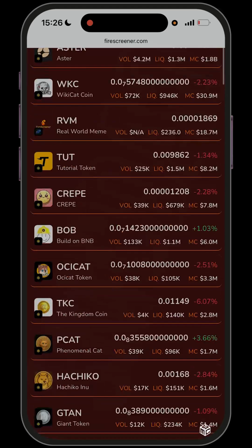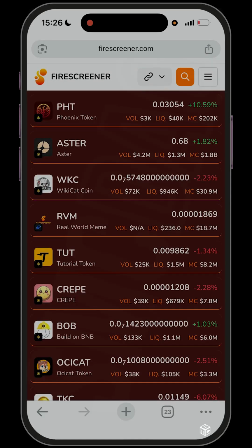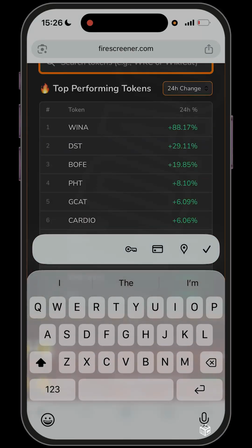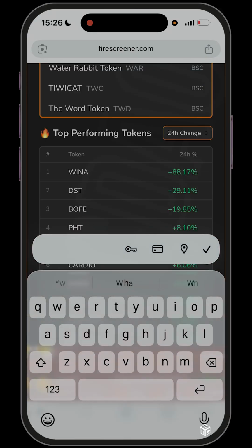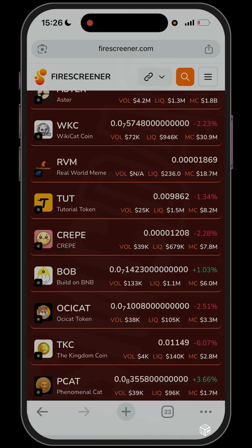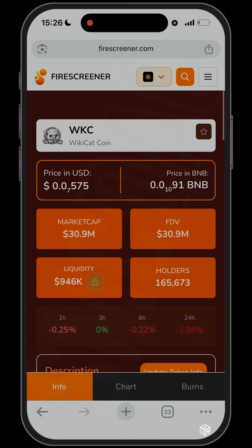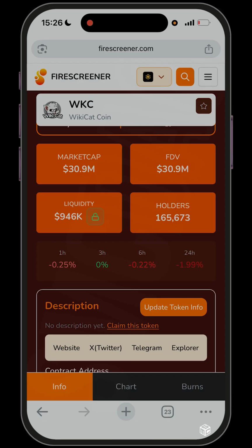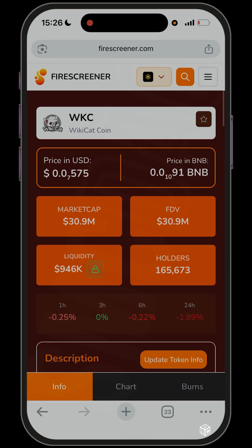So this is it. The first thing you could do is search for a token using the search bar. Say I want to check for Wiki Cat. Yeah, there's Wiki Cat over there, and this is the market cap. You can understand the movement here.